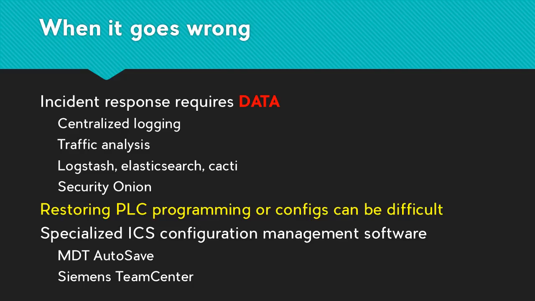When this goes wrong, incident response. Randy's going to have a really good talk right before lunch, I think right after this one in the other room, about incident response, and I think she'll agree, incident response requires data. You have to have data to do incident response. You need centralized logging, traffic analysis. There's free software out there like Logstash, Elasticsearch, and Cacti that are free or nearly free. Security Onion is actually a Linux distribution designed to do monitoring and alerting. Again, an IT tool that works great in ICS, especially since it's read-only.